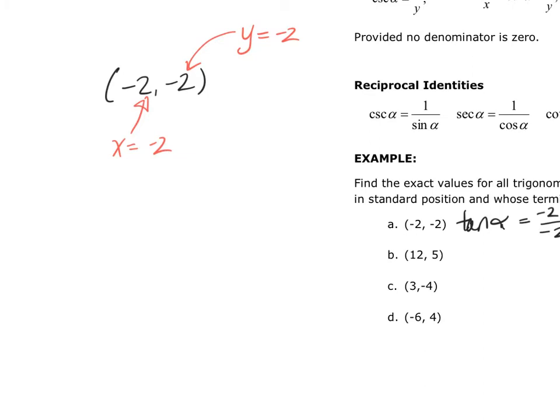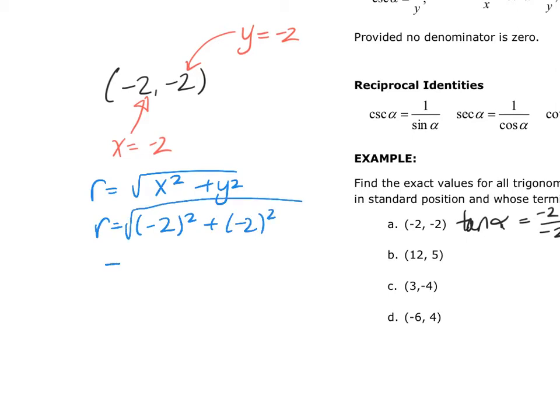The way that we define r is the square root of x squared plus y squared. So r is going to be -2 squared plus -2 squared, all underneath the square root. So 4 plus 4 under the square root is the square root of 8, or in other words, 2 root 2, simplified. Are there any questions? All right, now I'm going to go ahead and find all the rest of them.